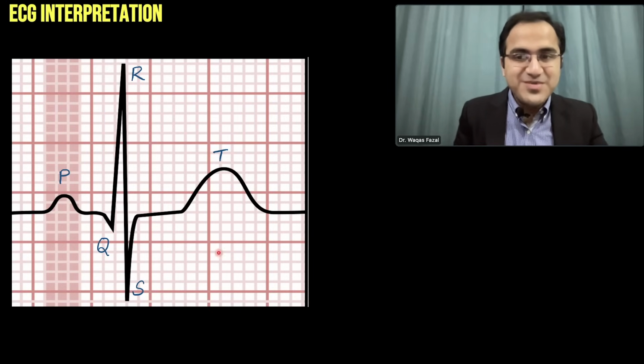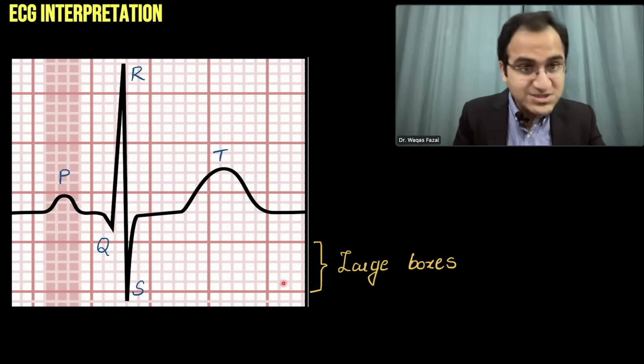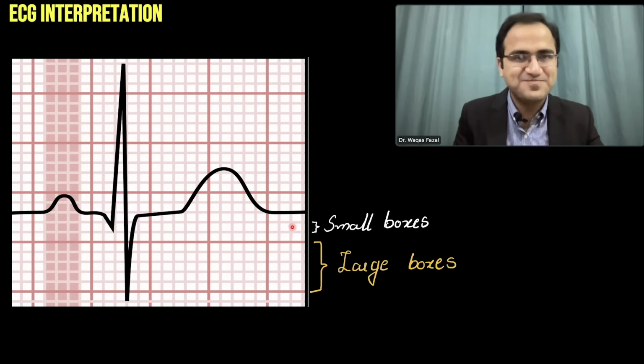Now on ECG paper, you see an ECG strip like this, and on ECG paper you will appreciate large boxes, and in these large boxes you will see these small boxes.